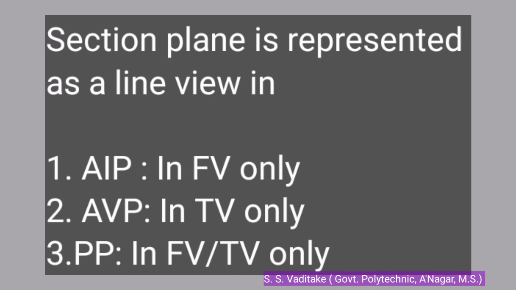In the previous part of the video, we learned the orientation of a plane with respect to HP and VP. Now we have to represent the section plane as a line view in the following cases. First is AIP. AIP means auxiliary inclined plane, the cutting plane which is inclined to HP and perpendicular to VP. Then we have to show the section plane in the front view only.